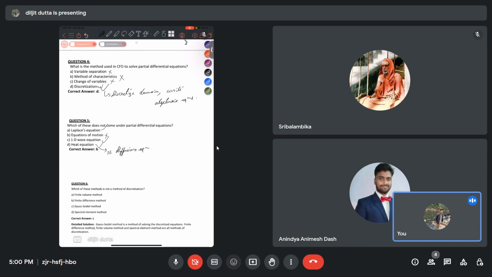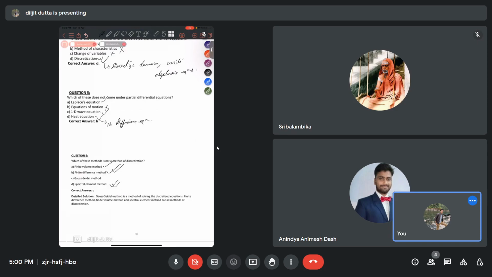Which of these methods is not a method of discretization? So, finite volume, yes, finite volume is a method of discretization. Finite difference is true. Spectral element is also a method of discretization. Gauss-Seidel method is not a method of discretization, it is a method of solving the discretized equations. I told you that there are a lot of methods for solving discretized equations after discretizing. One of these methods is the Gauss-Seidel method.